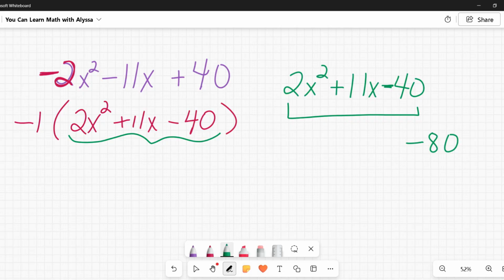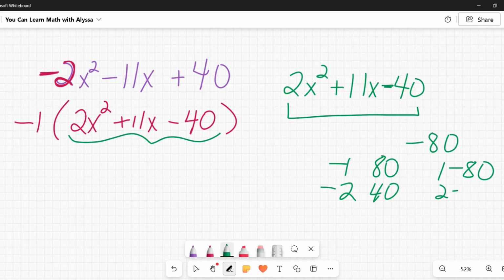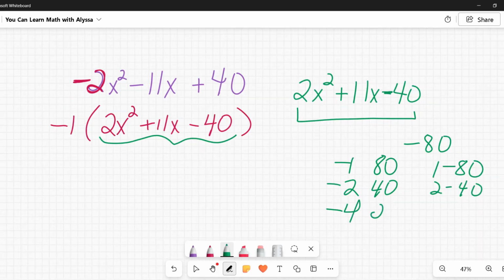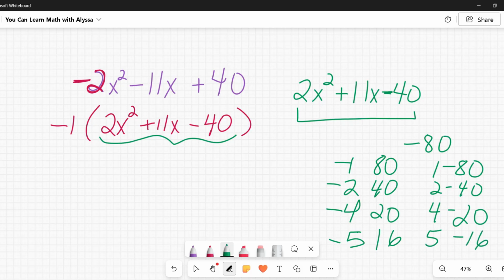Let's write down all the factors of 80. And I'm going to have to do them twice because it is the factors of -80. So -1 and 80, 1 and -80. -2 and 40, 2 and -40. -4 and 20, 4 and -20. And then let's see, 5. Yeah, 5 goes into that. -5 and 16. Think about that for a second. 5 and -16. Now, as you're doing this, you don't have to keep going further.